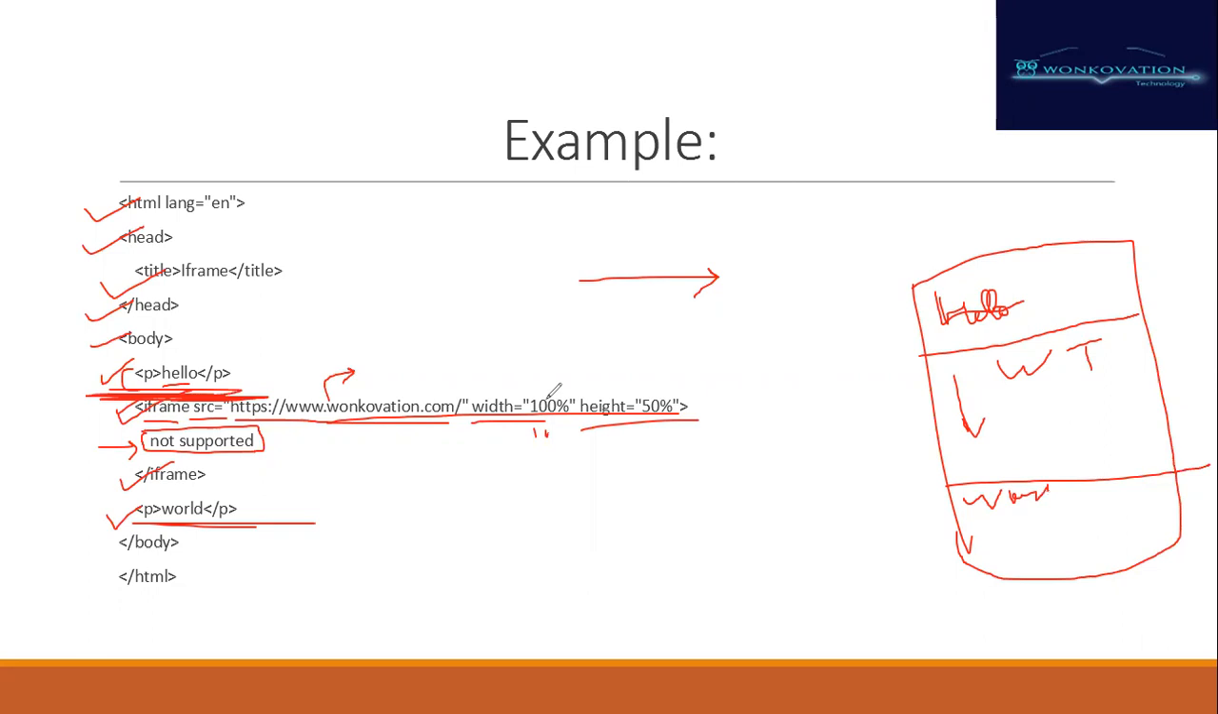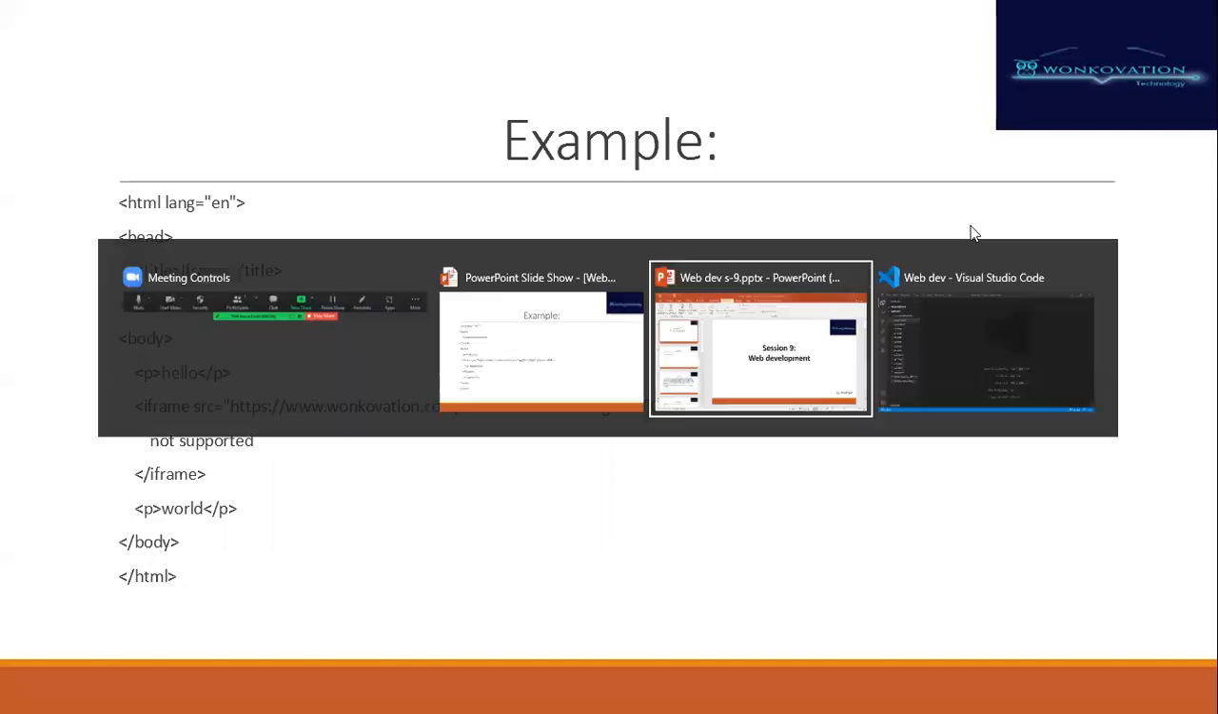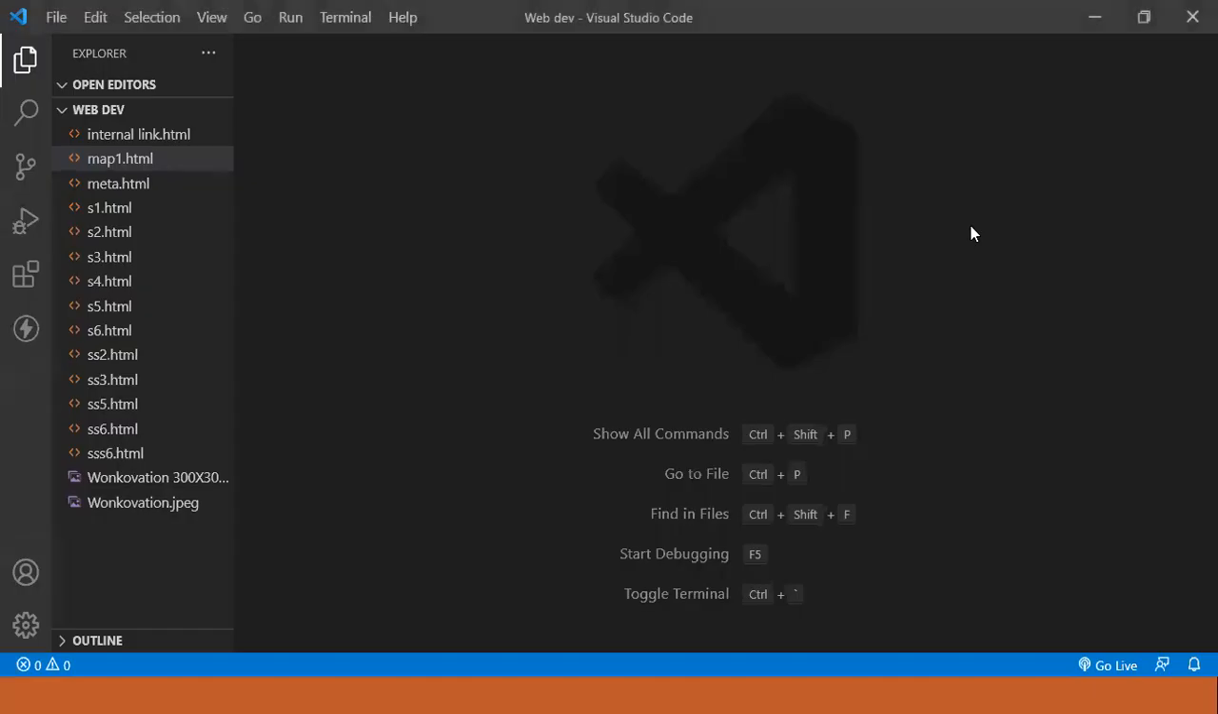There is no body inside the frame, so we can't do anything. But the iframe is written inside the body. That's the main difference. So moving to Visual Studio Code, let's write some code for this example.